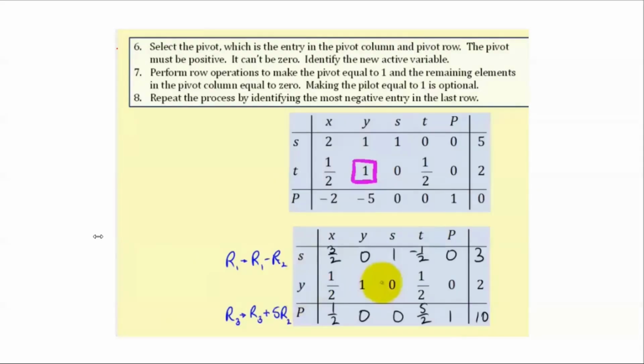Good. So what has happened now? Have we reached the end? They tell you to repeat the process by identifying the most negative entry in the last row. But guess what? You see no negative here, so it means that we are complete. We don't have to go any further. There are sometimes, as I said, when you have to continue the process, where you have to make this 3 over 2 into 1 and take more steps. But in this case, no. We have no negatives here.